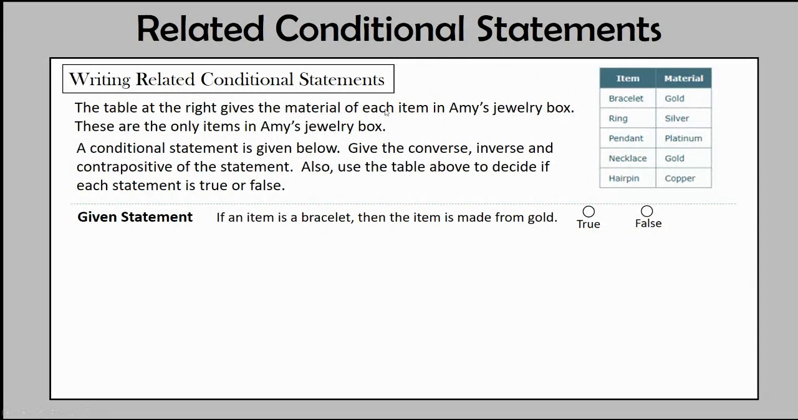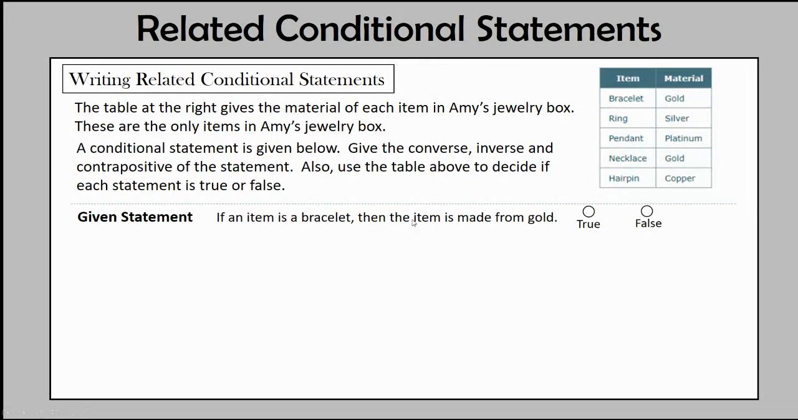So in this case, the table at the right shows the material of each item in Amy's jewelry box, and these are the only items in it. The bracelet is made of gold, the ring is silver, the pendant is platinum, the necklace is gold, and the hairpin is copper. Okay, so we have to identify which of these is made of which material.